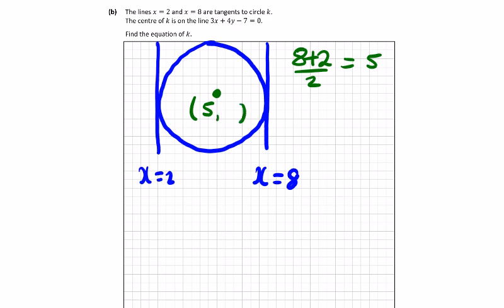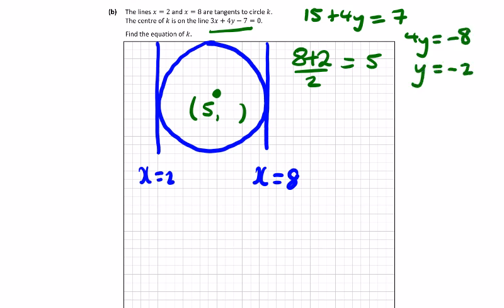And we're told that the center is on this line, so we have the x value. So 3 5s are 15, plus 4y minus 7 is equal to 0. So 4y will be equal to 7 minus 15, which is minus 8. So y is equal to minus 2. So we have the center quite quickly. And then the radius is just the distance from here to here. From 5 to 8 is 3, and from 5 to 2 is also 3. So we have the center and we have the radius.